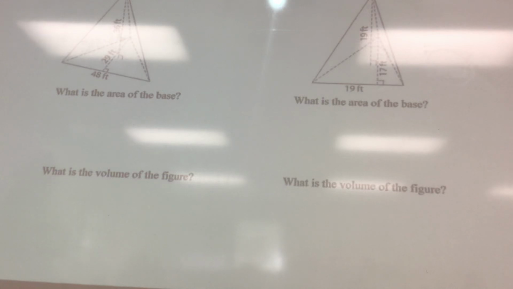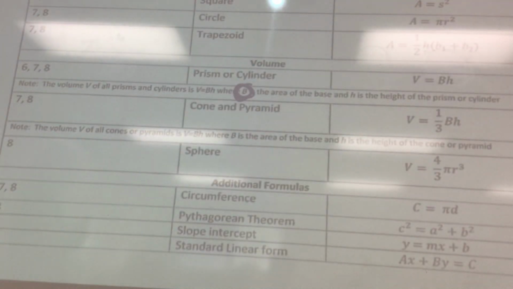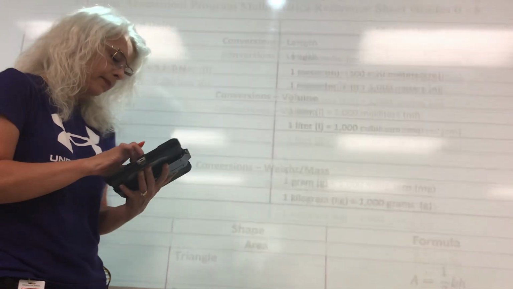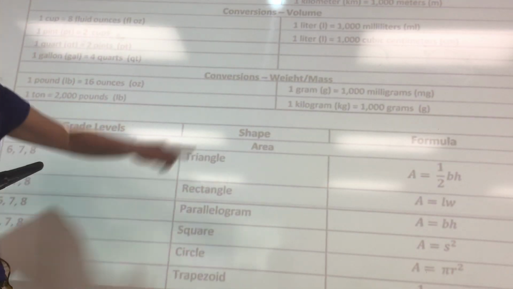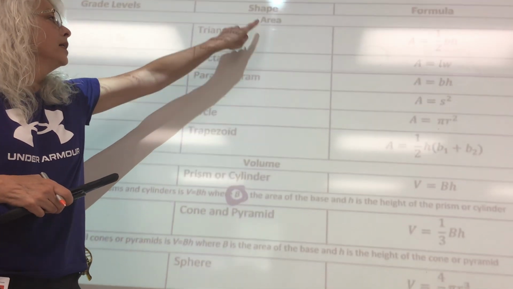Alright, so on this one it says, what is the area of the base? So when I'm looking at my base, what shape is my base? A what? So I'm gonna go to my handy dandy reference sheet. And what do we wanna find out about the base? The area. So what word am I gonna look for? No, before area. So I'm gonna look for area.